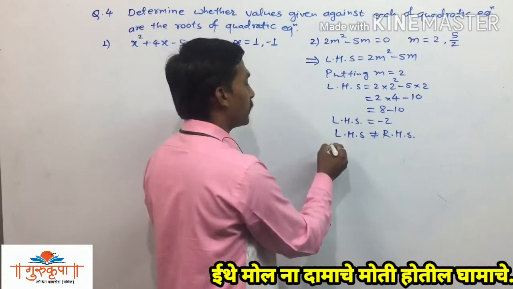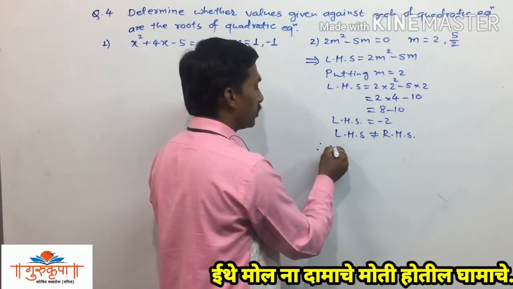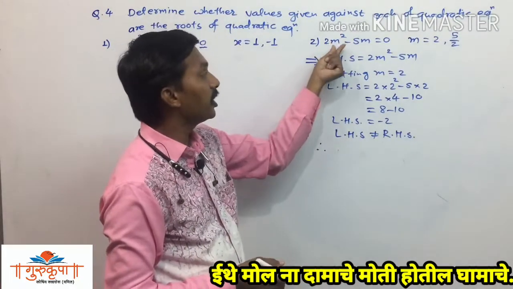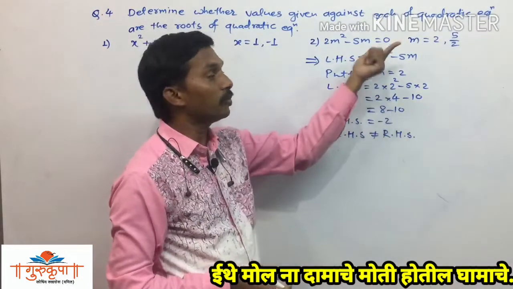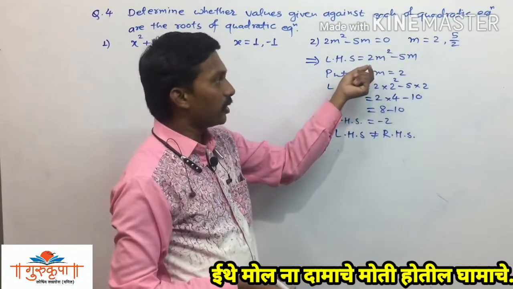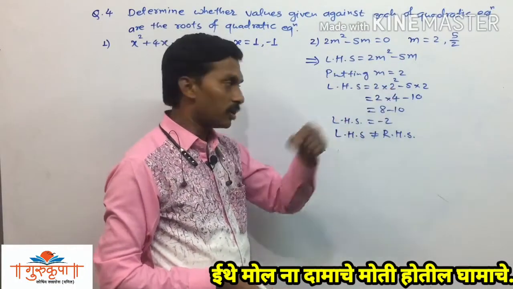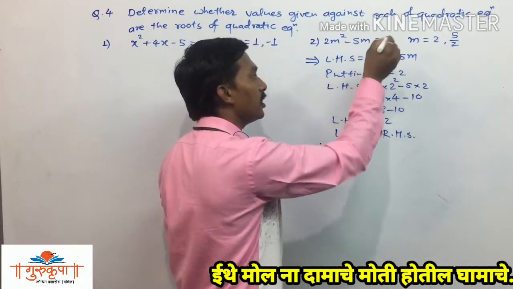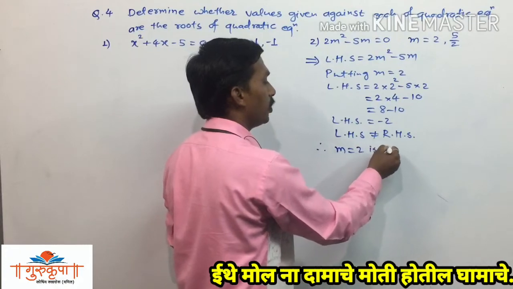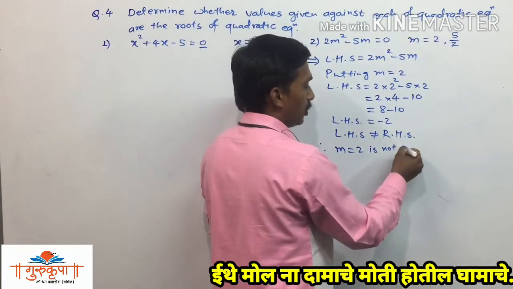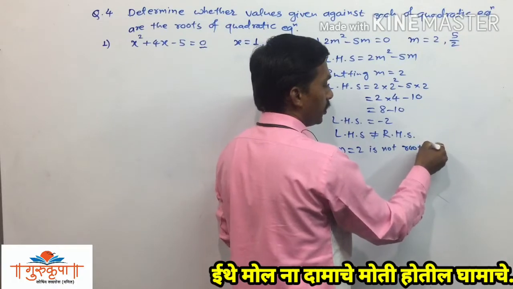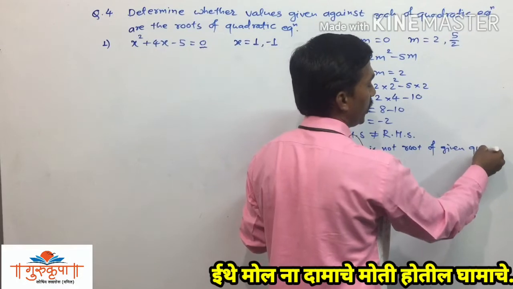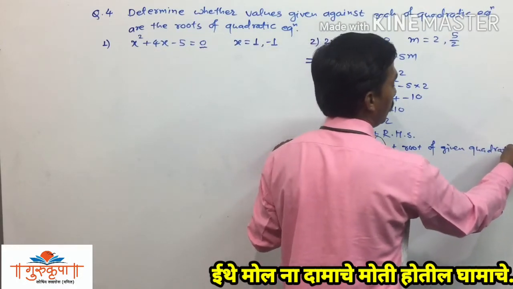So here you can write, variable is m. That is a very important thing. Sometimes the variable is given as m and we are writing here x is equal to 2. So you will get less marks there. So think about that also. Write down carefully, that is variable is m. m is equal to 2 is not a root of the given quadratic equation.